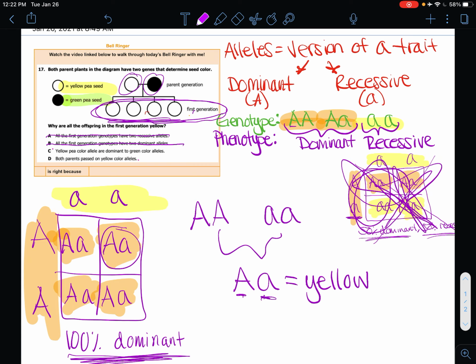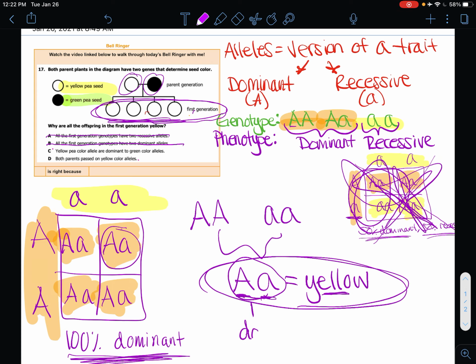If you look at choice C, it says yellow pea color allele is dominant to green. This is going to be it because look, all of the offspring are yellow, right? They're all yellow, and they have a dominant trait. So we know, based off this genotype, the dominant trait is being expressed because it has that capital letter. And since they're all yellow, the dominant trait must be yellow.